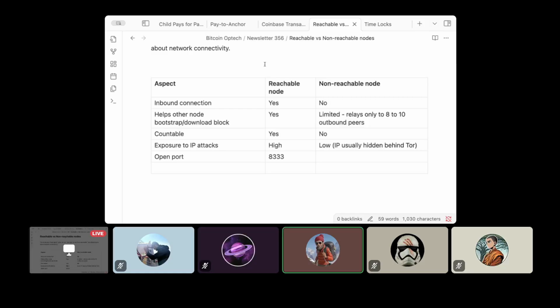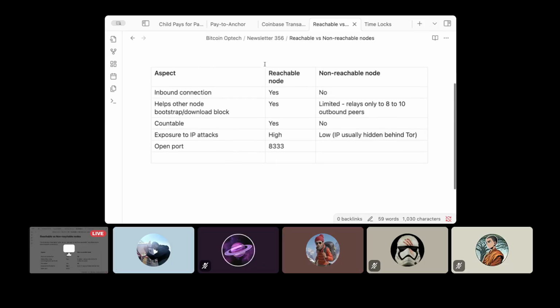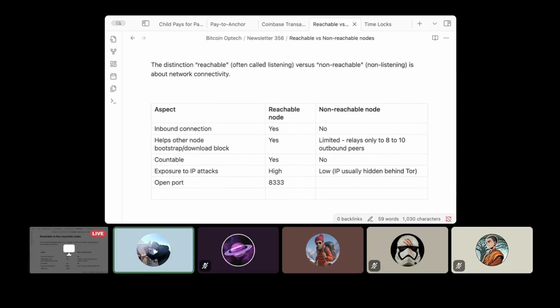So that's why typically when you use Umbrel or other default node implementations, you start with a non-reachable node, and you have to work your way around the settings in order to make it a reachable node. So Umbrel makes you run a non-reachable node by default. Yeah. So I am giving all my information to Umbrel, but not the Bitcoin network, for some reason.